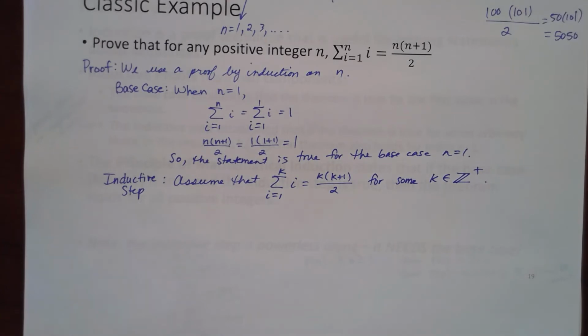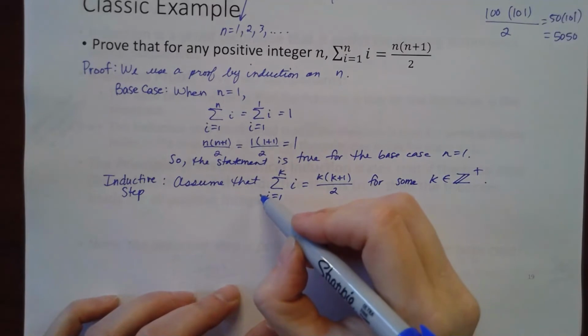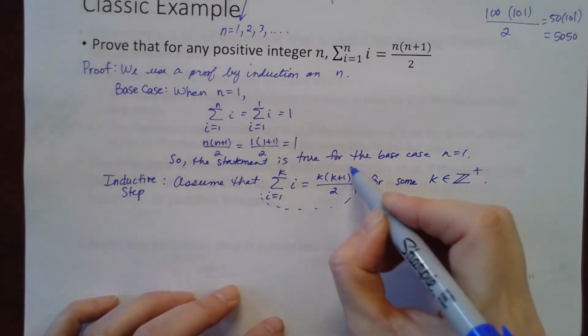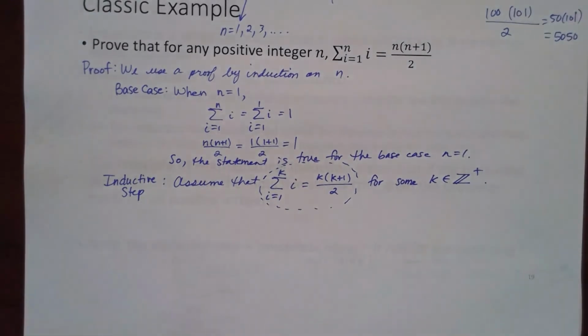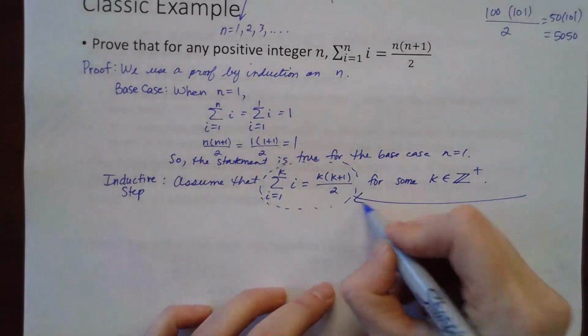Now, I don't know if this thing we're assuming is true. I'm just following the path. What happens if it is true? This thing right here is called our inductive hypothesis.